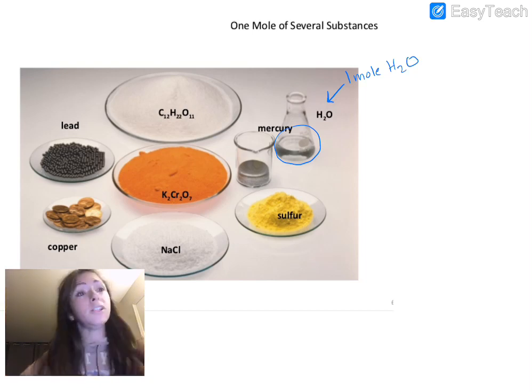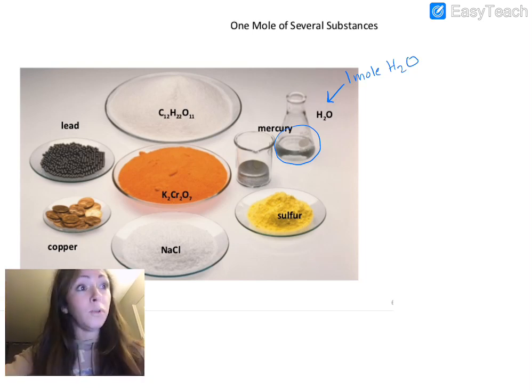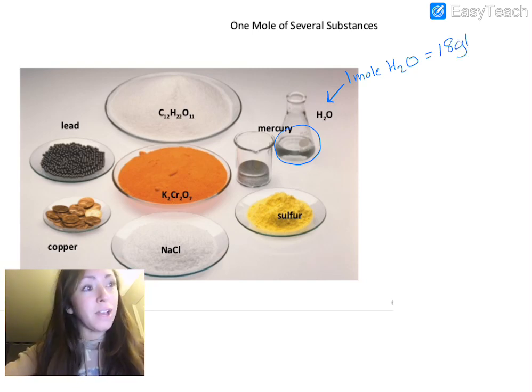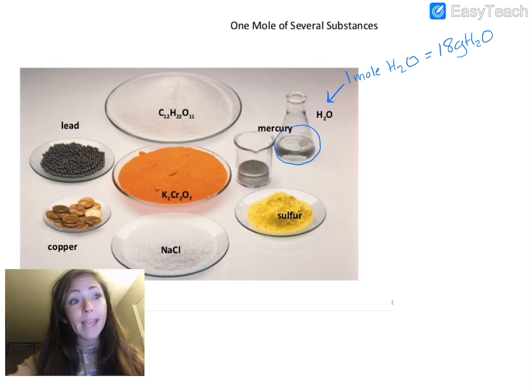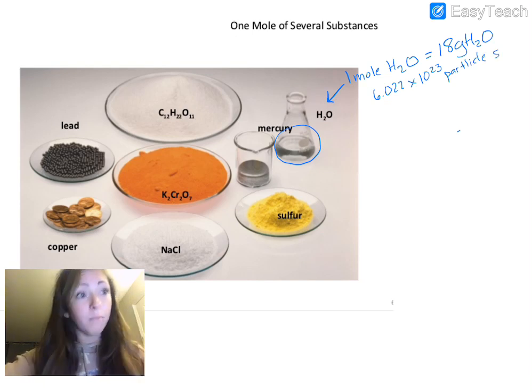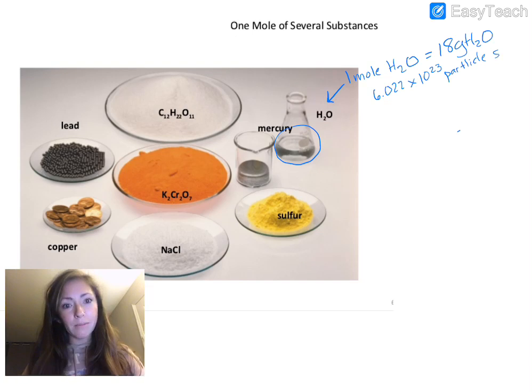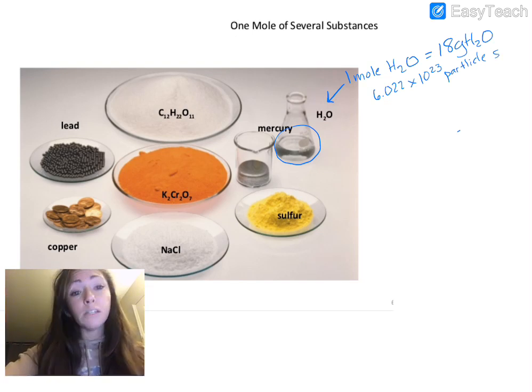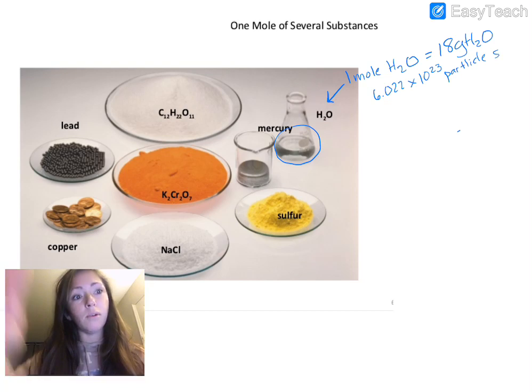All right, so this is 1 mole of H2O, which is equal to, as we looked up earlier, 18 grams of H2O, all right? And that is 6.022 times 10 to the 23rd particles of H2O. In this case, this would be molecules, okay? So if it's a compound, it's molecules. If it is an element, it's atoms. So there are 6.022 times 10 to the 23rd molecules of water in this flask, which is a huge number. It weighs 18 grams. That's 1 mole.